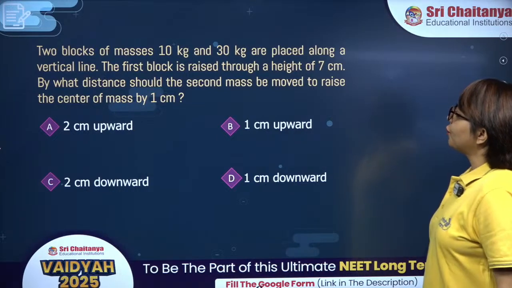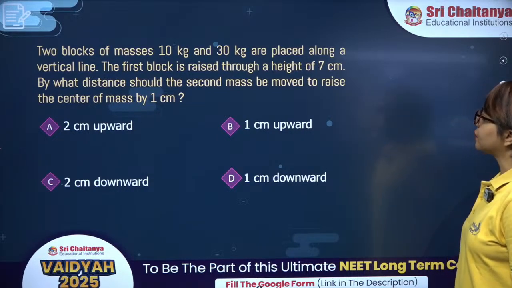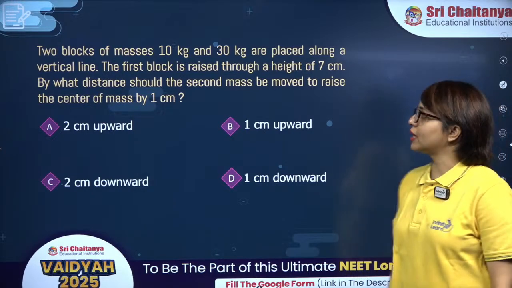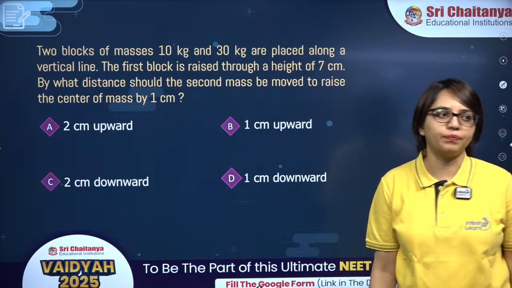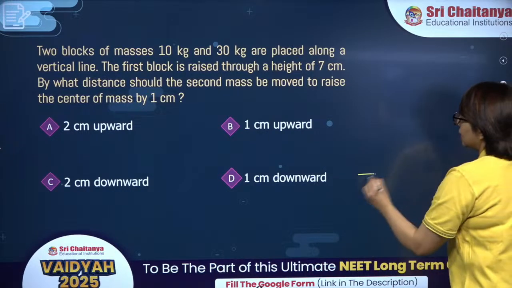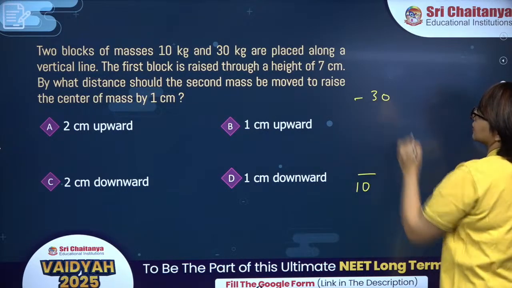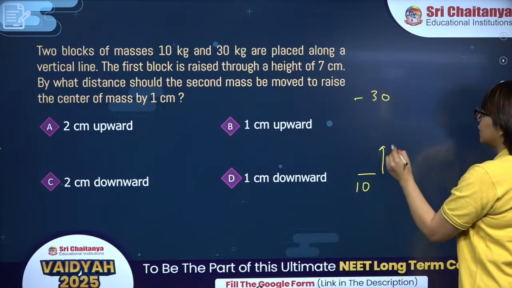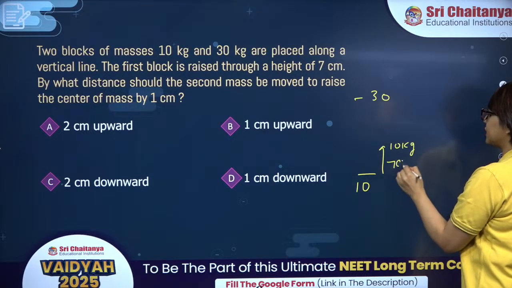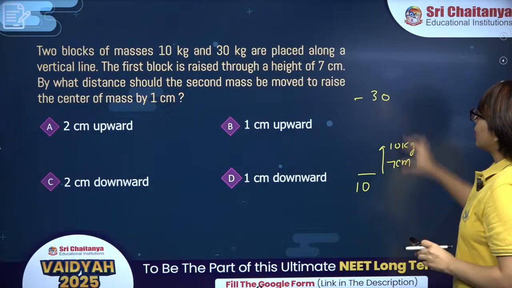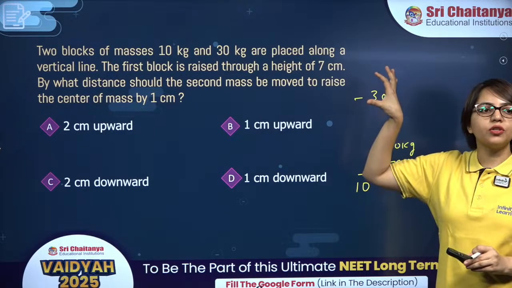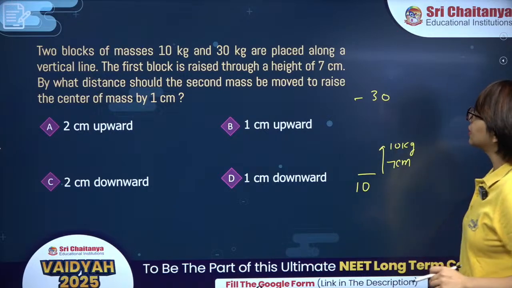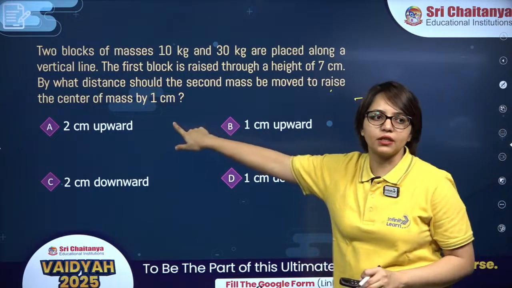Okay. Now, next one is two blocks of masses 10 and 30 kilogram are placed along a vertical line. The first block is raised through a height of 7 centimeter. By what distance should the second mass be moved to raise the center of mass by 1 centimeter? So we are keeping 10 and 30 like this. Now we are raising 10 kilogram by a height of 7 centimeter. Then by what distance 30 kilograms should be displaced so that center of mass is raised by 1 centimeter.